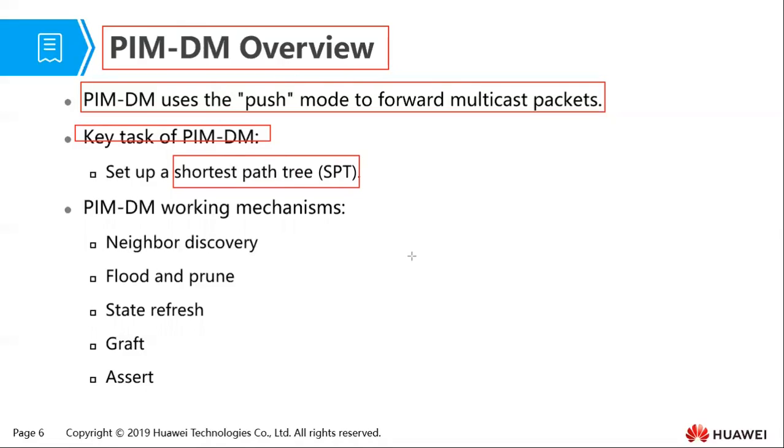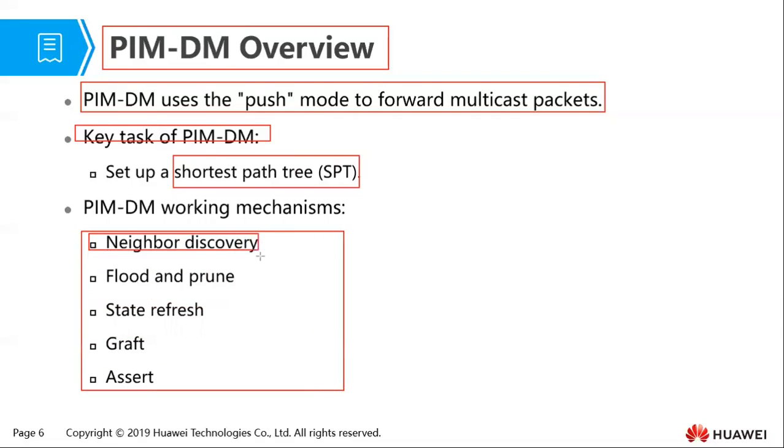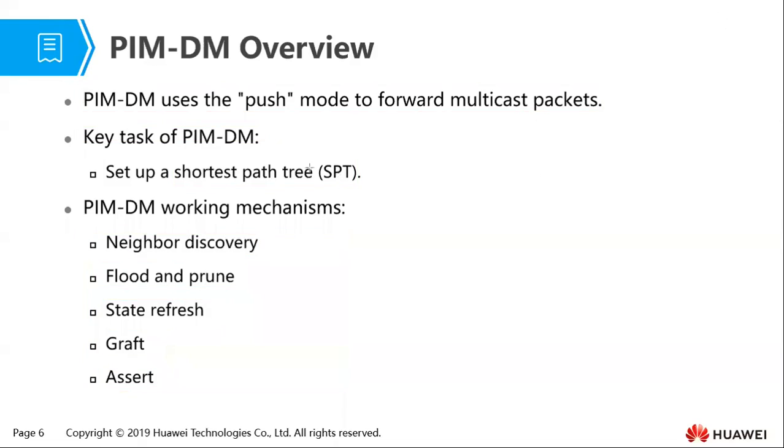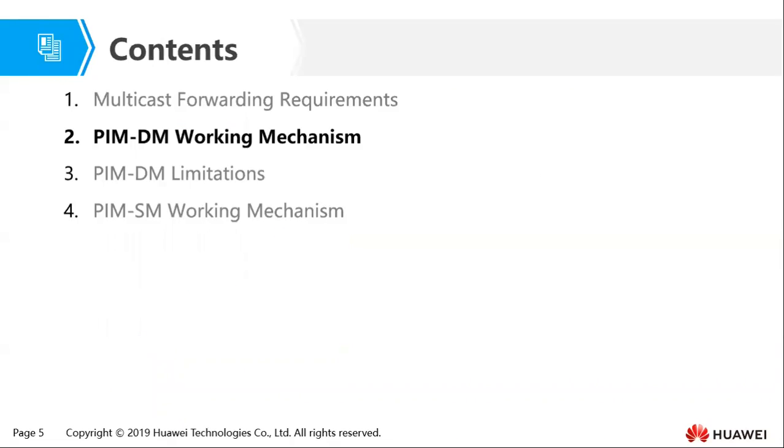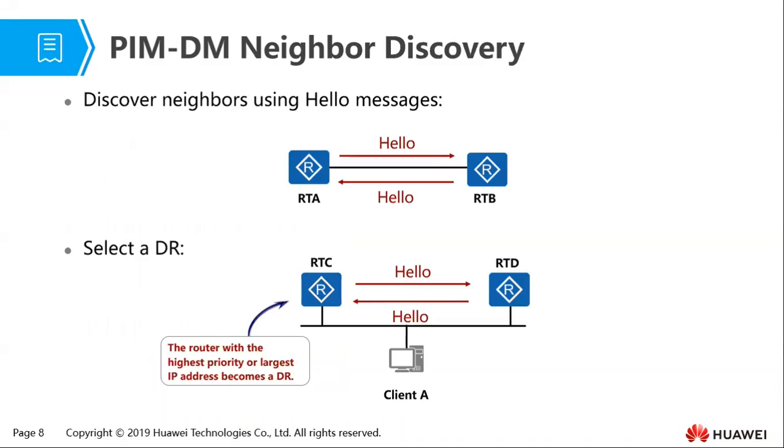Now, generally, PIM-DM has to achieve the following processes. One of them is neighbor discovery. The other one is flood and prune. Then we have another one called the state refresh, and we have graft, and we have assert. So we have to understand what happens in each of these processes. Okay, so let's begin with the neighbor discovery.